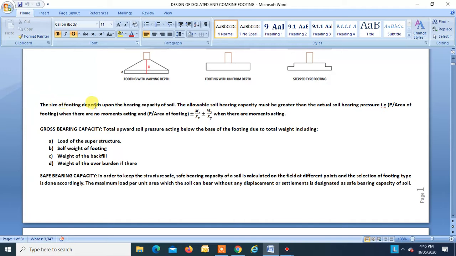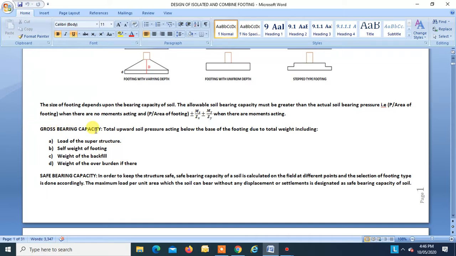The size of footing depends upon the bearing capacity of soil. The allowable bearing capacity must be greater than the actual soil bearing pressure, that is P by A, where A is the area of footing, when there is no moment acting, only the actual load acting on the column. And P by A plus minus Mx by Zx plus minus My by Zy when there are moments acting.